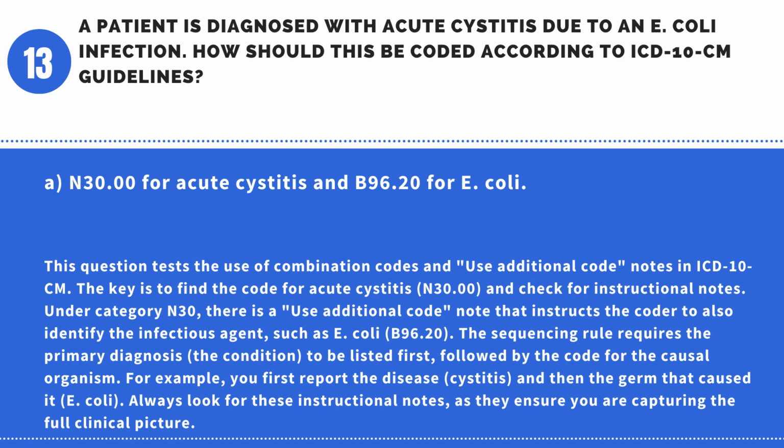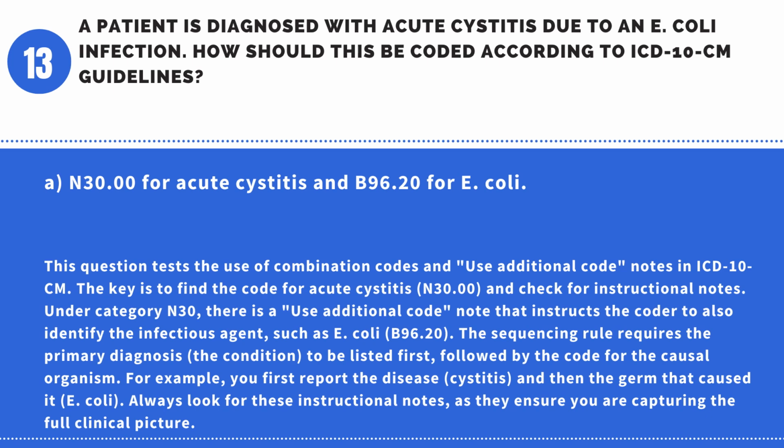Answer: A. N30.00 for acute cystitis and B96.20 for E. coli. This question tests the use of combination codes and use additional code notes in ICD-10-CM. The key is to find the code for acute cystitis, N30.00, and check for instructional notes. Under category N30, there is a use additional code note that instructs the coder to also identify the infectious agent, such as E. coli, B96.20.